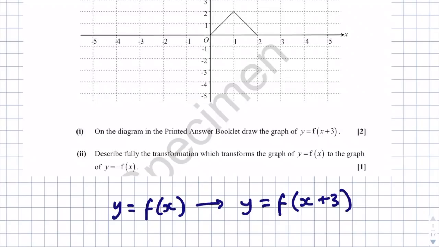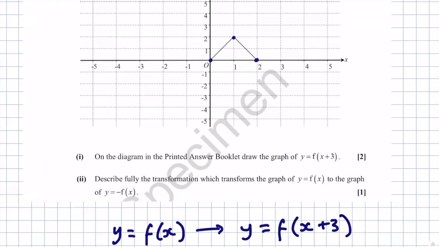So this graph of y equals f of x is made up of 3 points. We've got 1 point here, another point here, and another point here. So we need to translate each of these points. The first point is at the origin, which is 0, 0. In order to translate the x-coordinate 3 units to the left, I'm going to get minus 3, 0, which is going to be here.